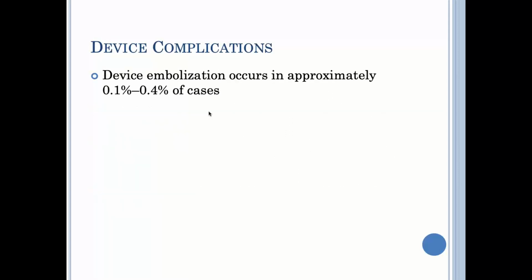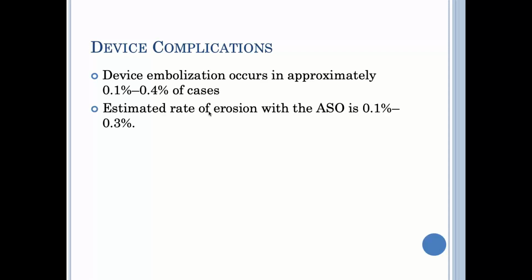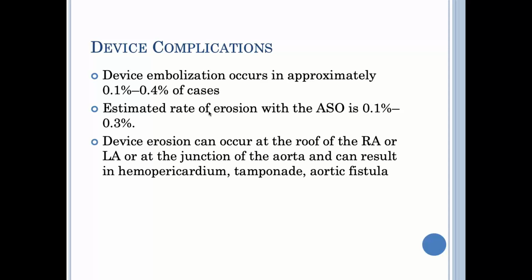And so now, just touching on device complications, as this is something that we'll have to be aware of when these patients are being followed up with echo. The risk of device embolization is about 0.1 to 0.4% of the cases. The risk of erosion is about 0.1 to 0.3% of the cases. And device erosion can occur at the roof of the right atrium or the left atrium.